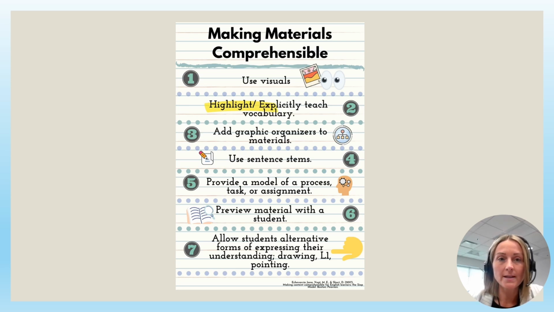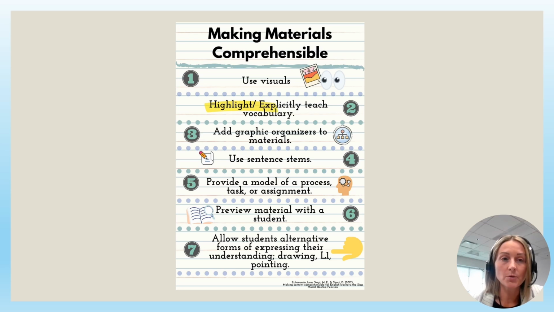The second way is to highlight and to explicitly teach the vocabulary. So pick out essential words and teach and show their meanings to your students. The third way is to add graphic organizers to materials. This eliminates a lot of busy text and makes it easier for our language learners to make sense of the material. The fourth way is using sentence stems. These are scaffolds to help students get started in speaking or writing without the added pressure of trying to formulate the sentence. Number 5 is providing a model of a process, of a task or assignment.